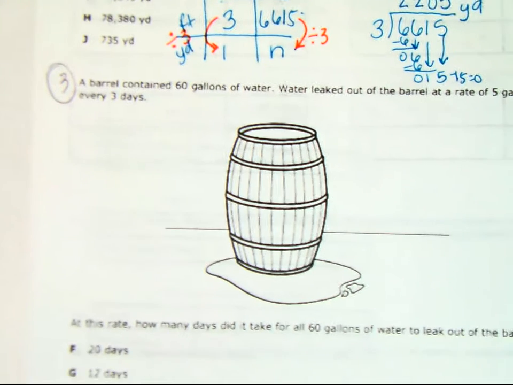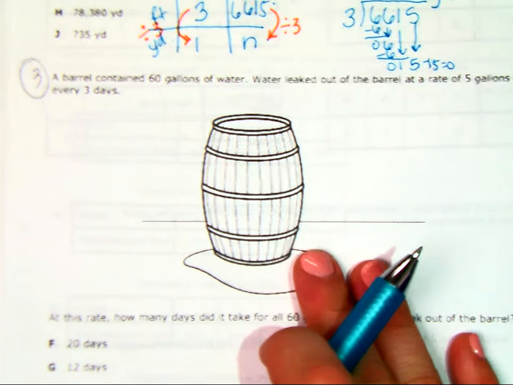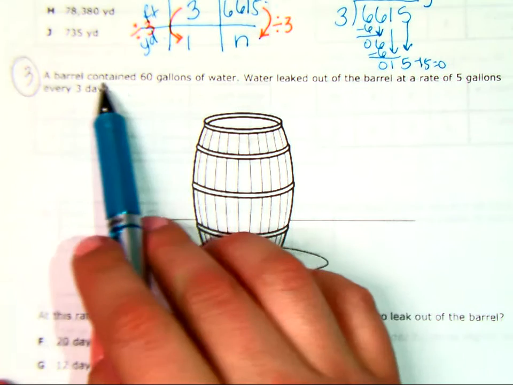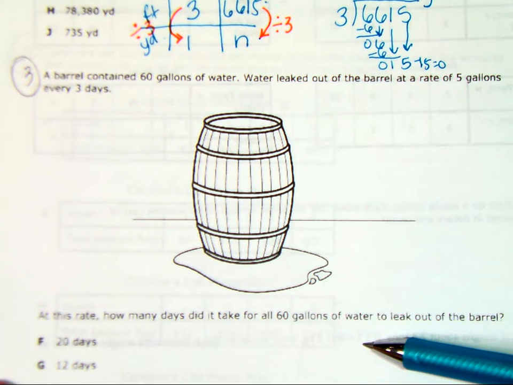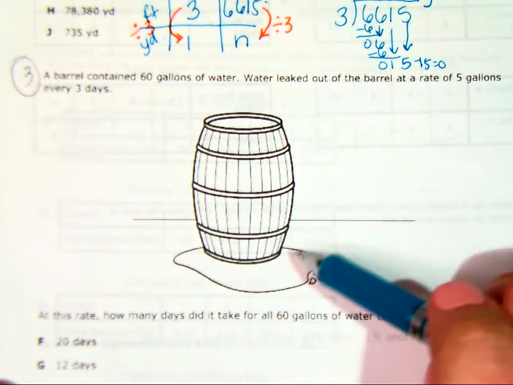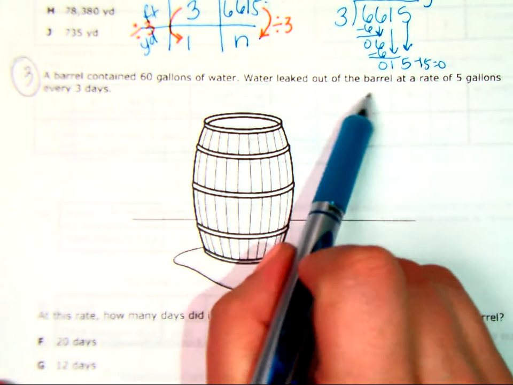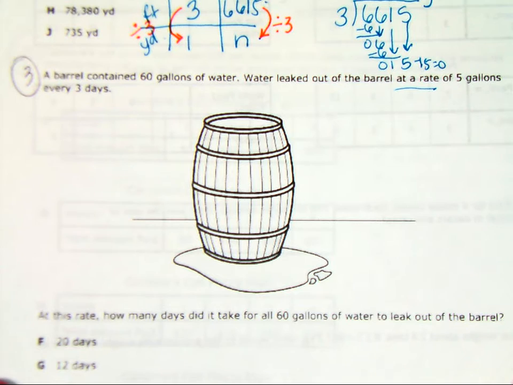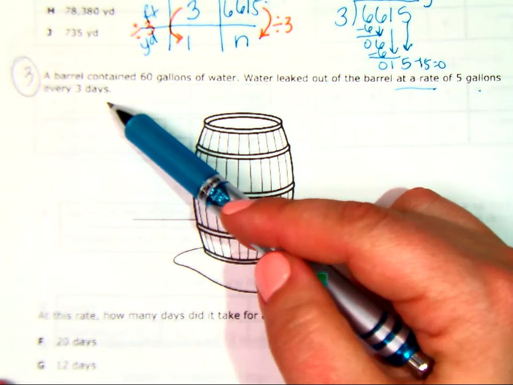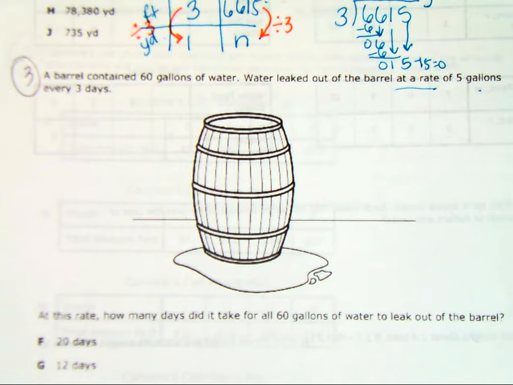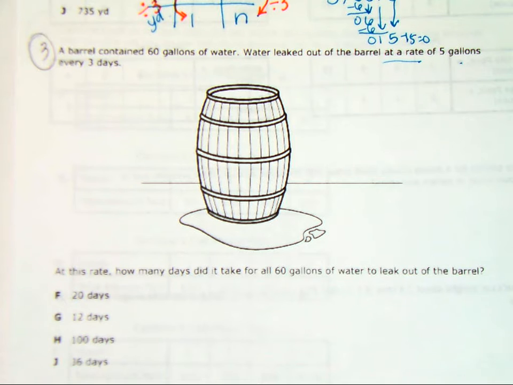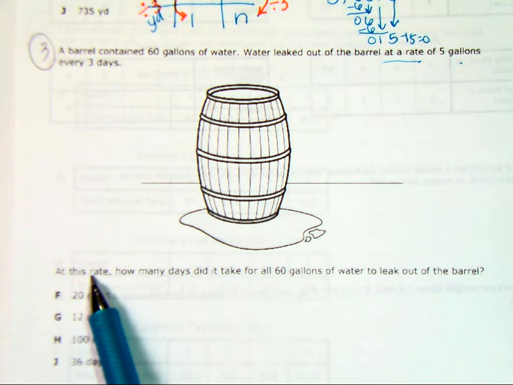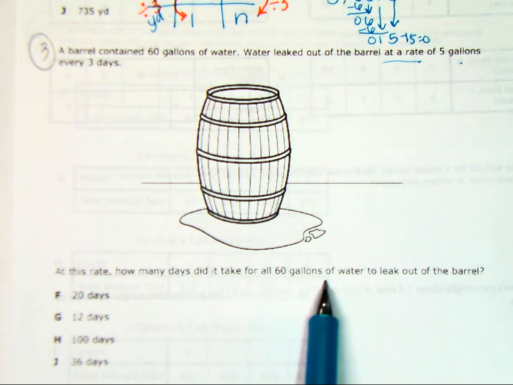Question 3 had some information above the picture. You had to make sure you read about the barrel. Really, 60 gallons of water being contained is reiterated down here in the bottom, but the whole thing contains 60 gallons. Water leaked out of the barrel at a rate of 5 gallons. There's that clue we're using rates. Okay, so 5 gallons every 3 days. Sounds like an original rate to me. And the last bit of information, we want to keep the rate the same, but we need to know how many days it will take for 60 gallons of water to leak out. So now all 60 are leaking out.